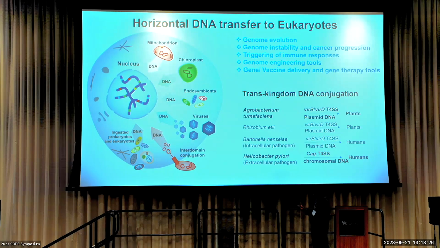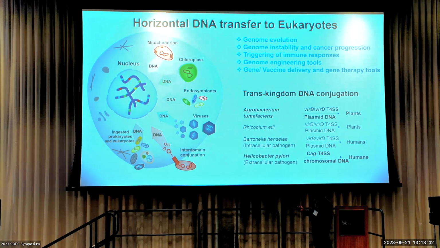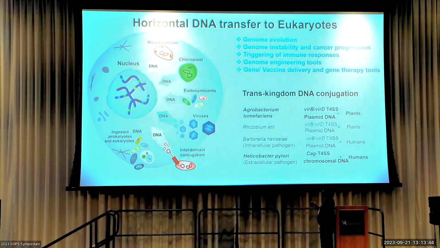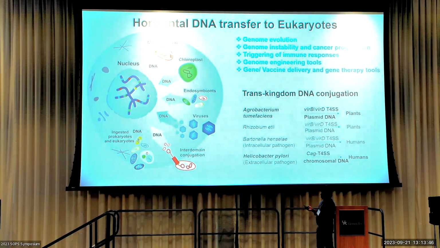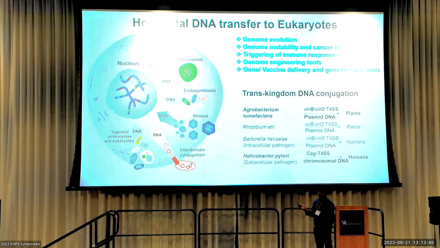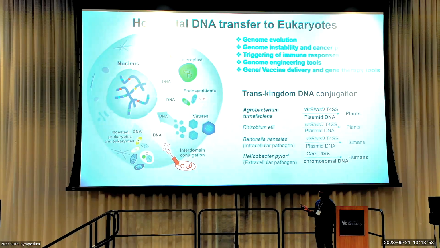Also, many viruses and certain bacteria are able to translocate their DNA into the eukaryotic cell nucleus, which can then get integrated into the chromosomal DNA of the eukaryotes. This process has been shaping the evolution of genomes since millennia and has been directly responsible for genome instability, cancer progression, and induction of immune responses in eukaryotic host cells.